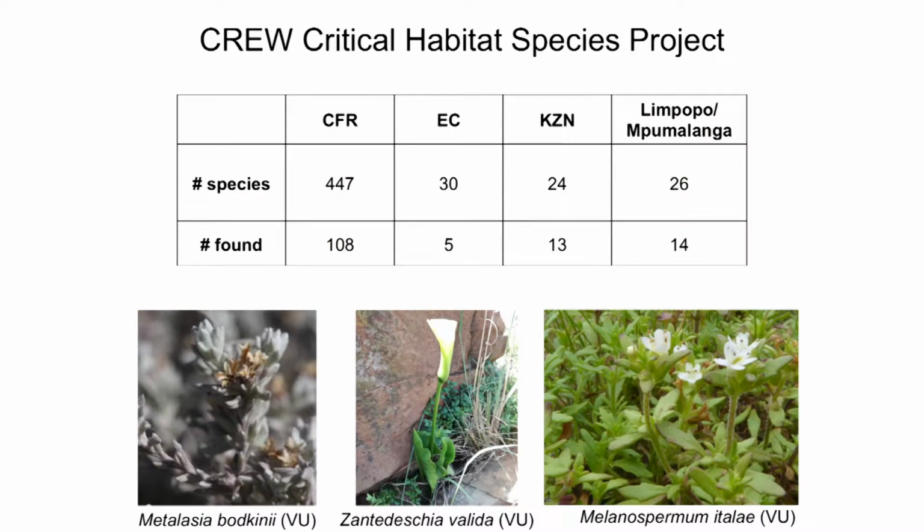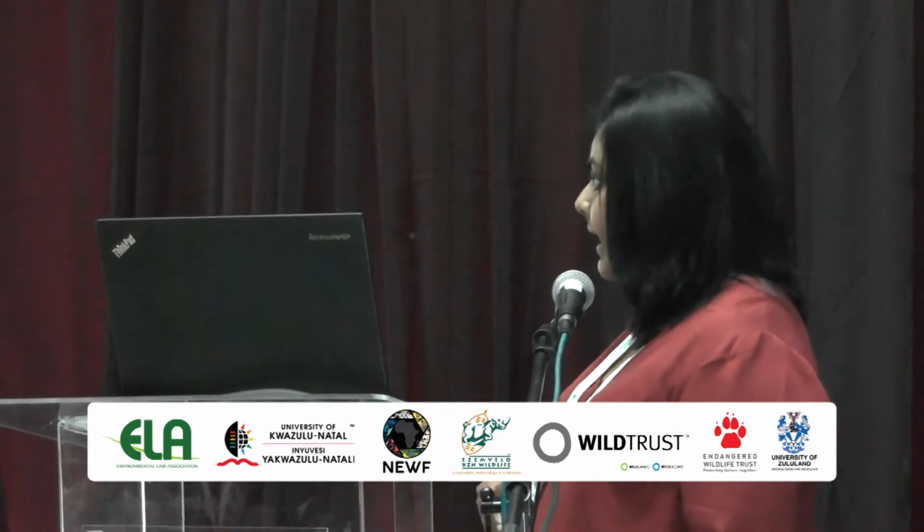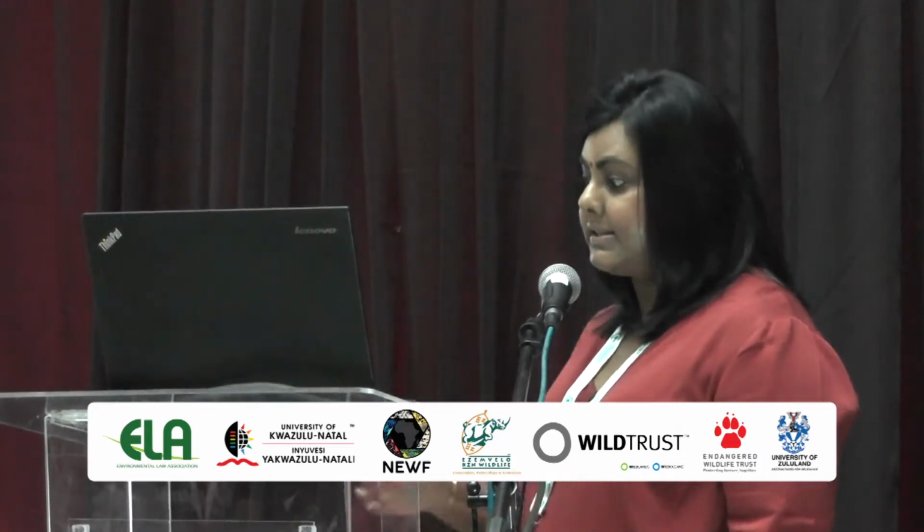So the Crew Citizen Science Program has then taken on the critical habitat work, and these are the number of species per Crew node. So it's the Cape Floristic Region, the Eastern Cape, KZN, and then we've combined Limpopo and Mpumalanga. And in just over 2 years, our citizen scientists have managed to find a remarkable number of species. Bear in mind that these range-restricted plant species are quite cryptic to look at, and mostly in inaccessible or high-altitude areas, and just showcasing a few of the species.